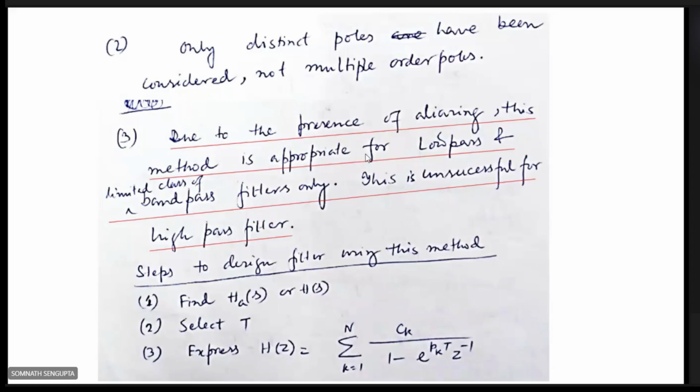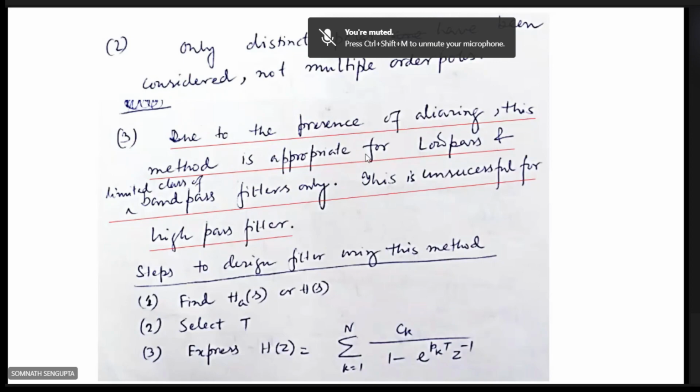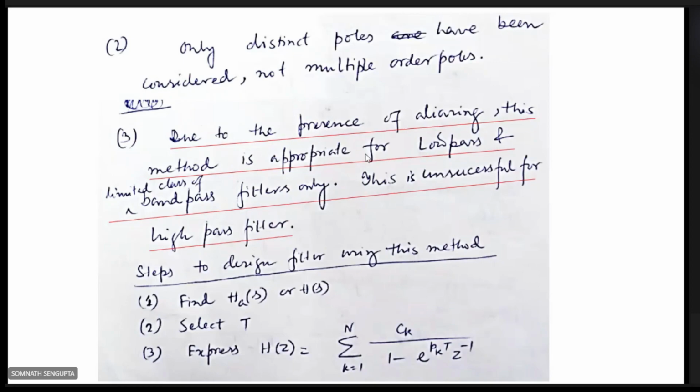So the band pass filter can be designed only in the low frequency range, but not in the high frequency range. This is the drawback of the impulse invariance method.